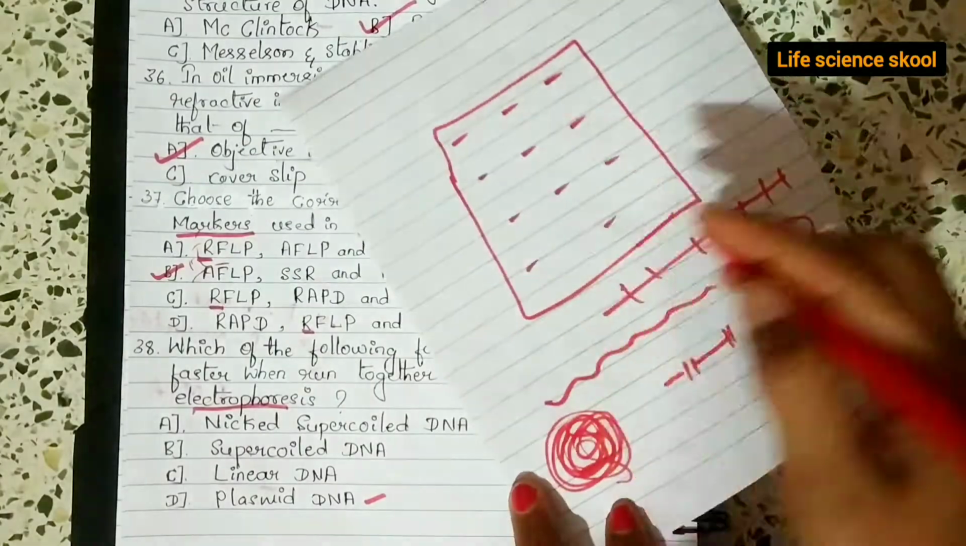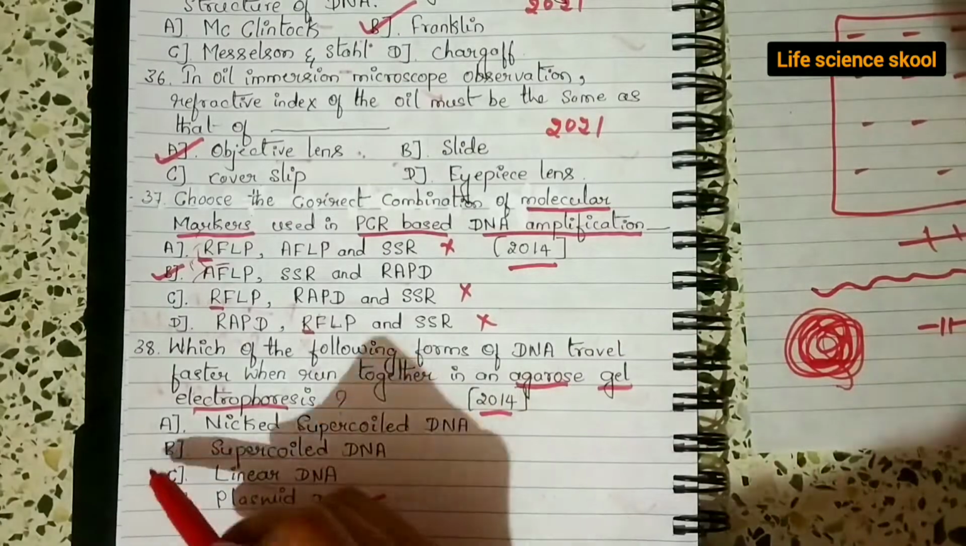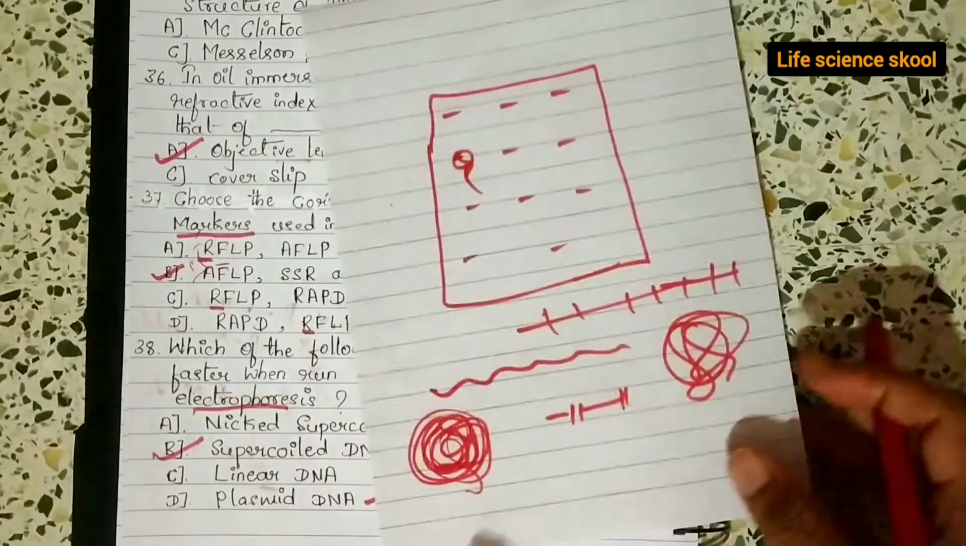Looking at the travel of these, the fastest one will be the supercoiled DNA. The supercoiled DNA will be the correct answer.